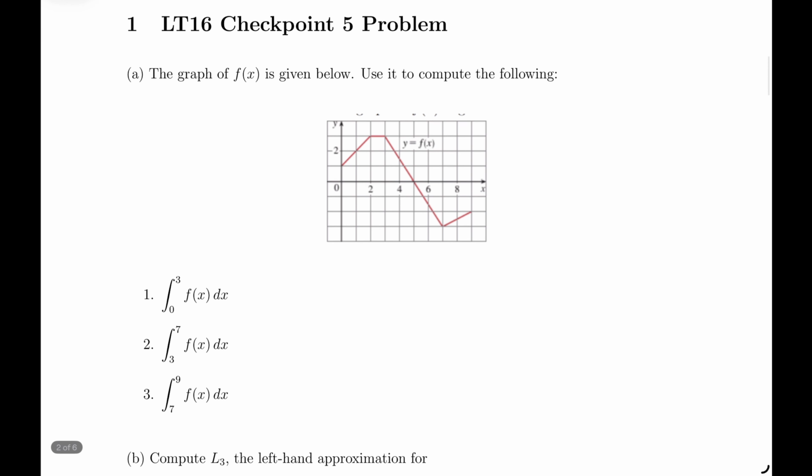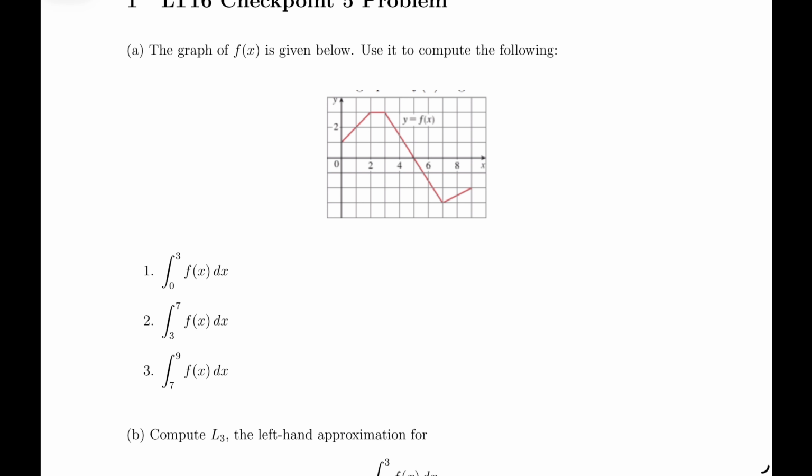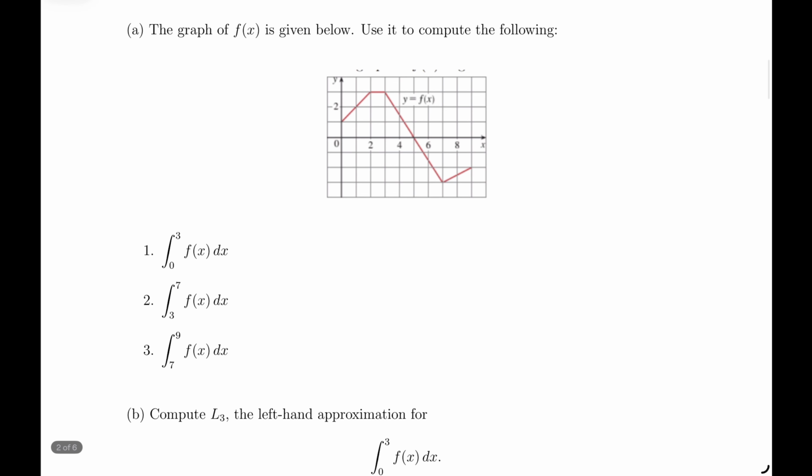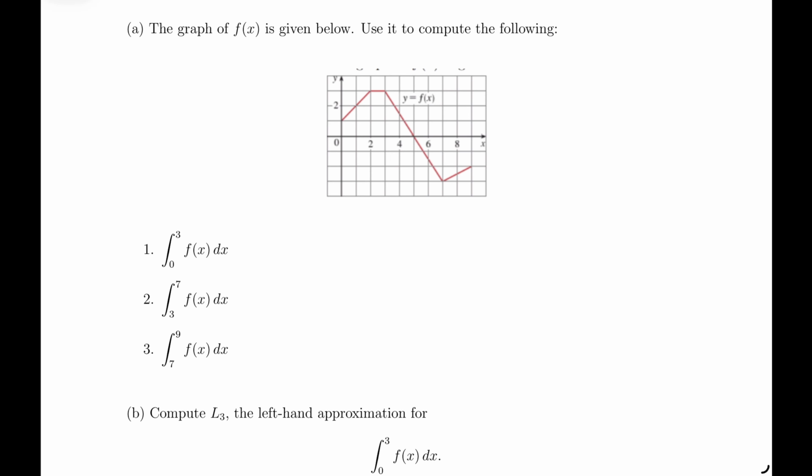So let's jump in. This first one is like the last couple videos. This is from a checkpoint, specifically checkpoint 5, where we're given a graph of f of x and we need to use it to compute the following. So we have three definite integrals they want us to solve. And as a reminder, when you're given a function f of x and a definite integral, the integral is effectively the area under the curve. Geometrically, that's what it's asking. So we're given a graph of this function and integral bounds, and it basically tells us to find the area.